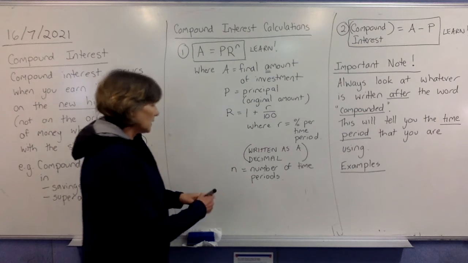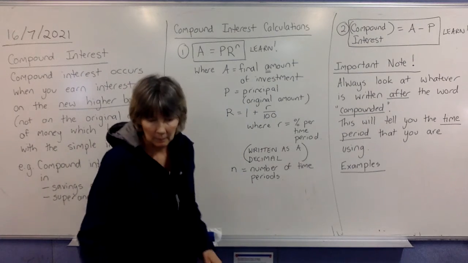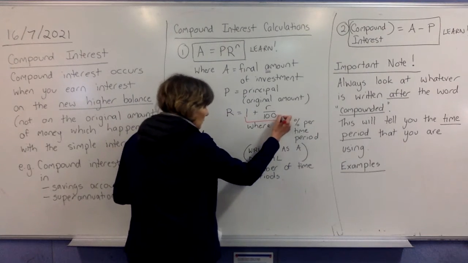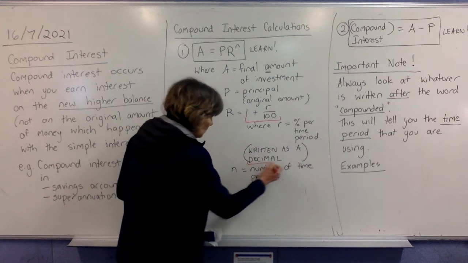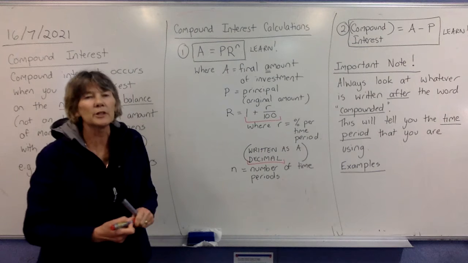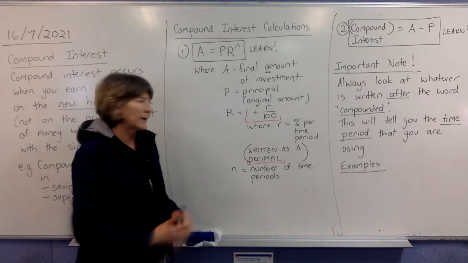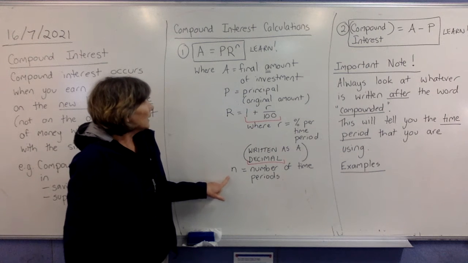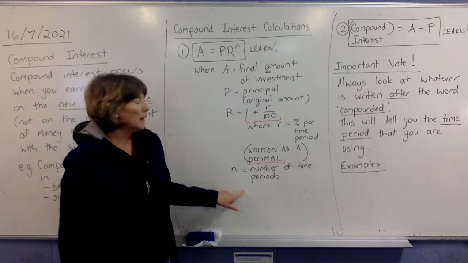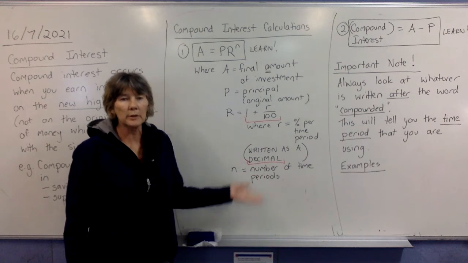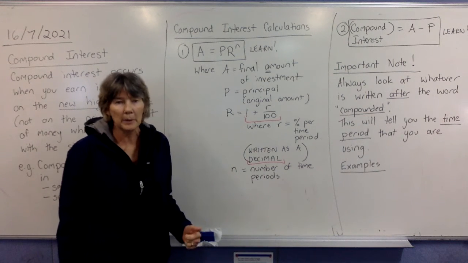This whole answer here, when you work that out, that whole thing will be a decimal. It's just much easier to deal with if we can get that to be a decimal. With practice, you'll get pretty good at it anyway. And then the n in the formula up here is the number of time periods. They could be years, they could be quarters, they could be months. We don't know at the moment.